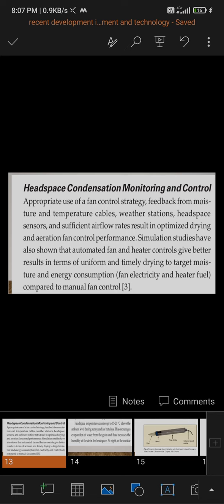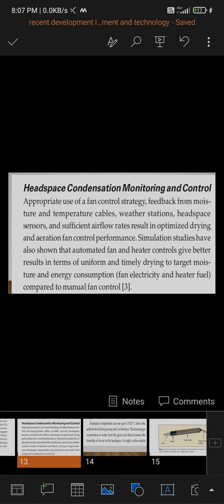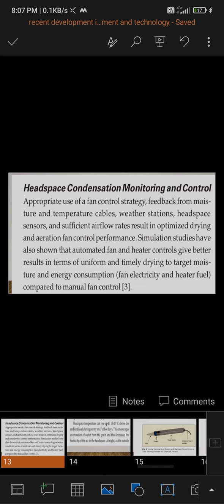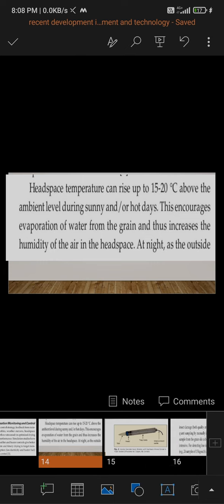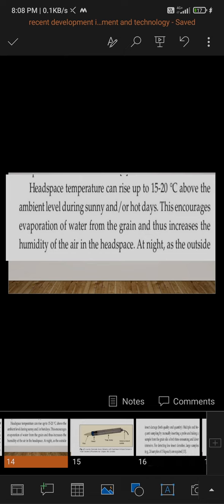Headspace condition monitoring and control. Appropriate use of a fan control strategy, feedback from moisture and temperature cables, weather station headspace sensors and sufficient airflow rates results in optimized drying and aeration fan control performance. Simulation studies have also shown that automated fan and heater control give better results in terms of uniform and timely drying to target moisture and energy consumption compared to manual fan control. Headspace temperature can rise up to 15 to 20 degrees above the ambient level during a sunny and hot day. This encourages evaporation of water from the grain and thus increases the humidity of the air in the headspace at night as the outside cools.